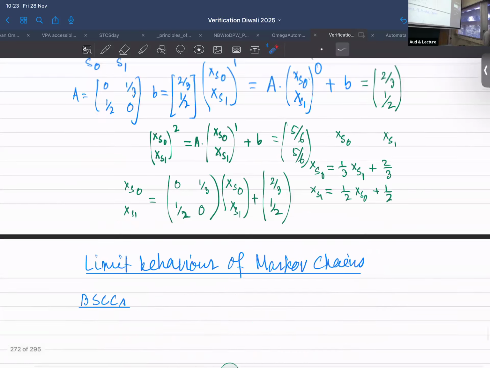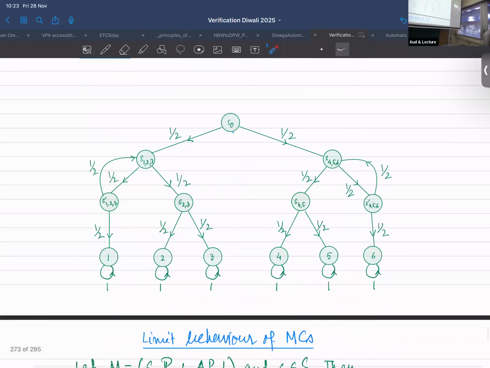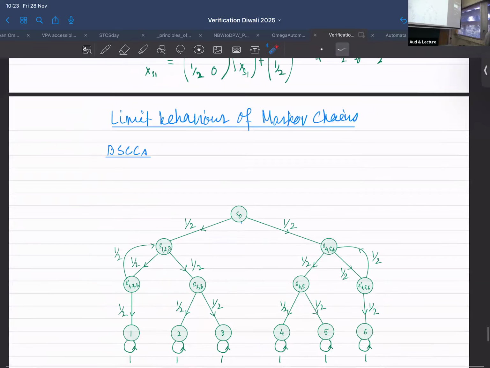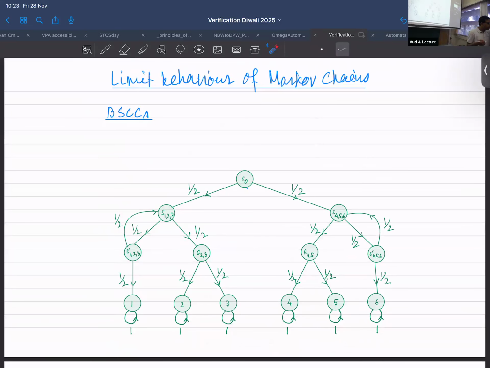Now what we will do is the limit behavior of Markov chains. It's essentially about those BSCCs. So infinitely often, what you would like to see. In the limit, a run would like to see some set of states with some probability, or with probability 1. That is the set of states in the BSCC.